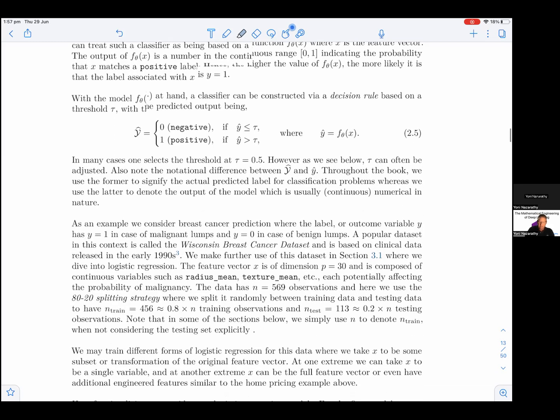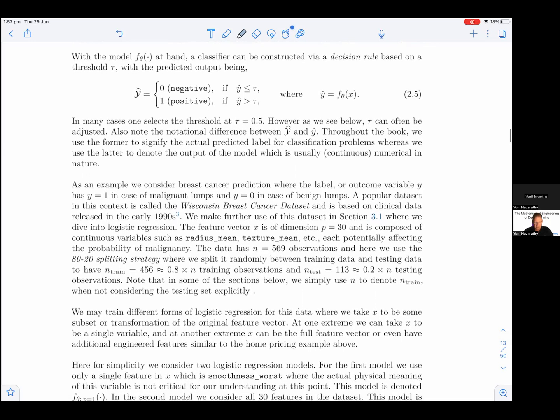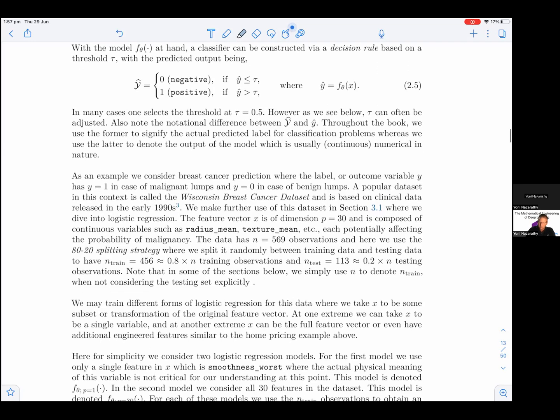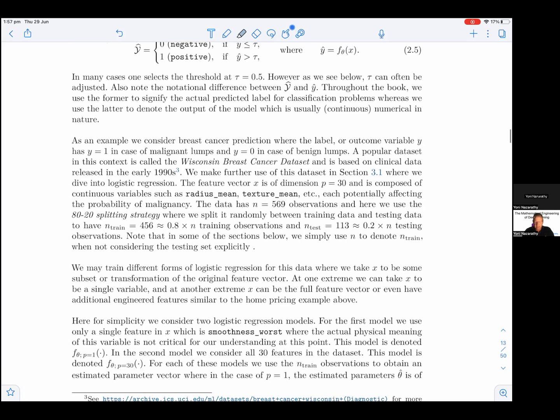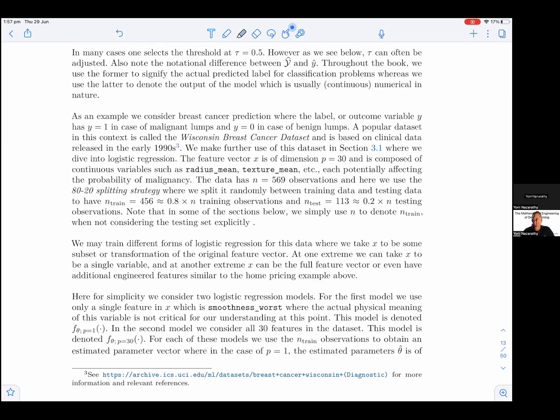With the model f theta at hand, the classifier can be constructed via a decision rule based on a threshold tau, with a predicted output, that's big Y hat, being 0, that means negative, if y hat, the probability, is less than tau, or 1, positive, if y hat is greater than tau, where y hat is the output of the model f theta of x. So that's equation 2.5. In many cases, one selects the threshold at tau equals 0.5. However, as we see below, tau can often be adjusted.